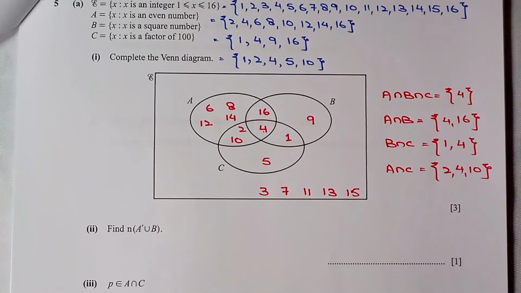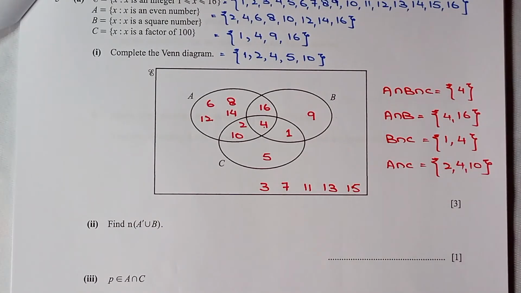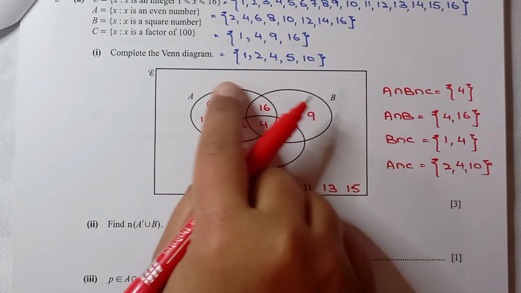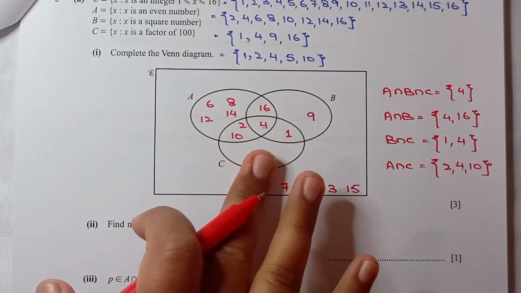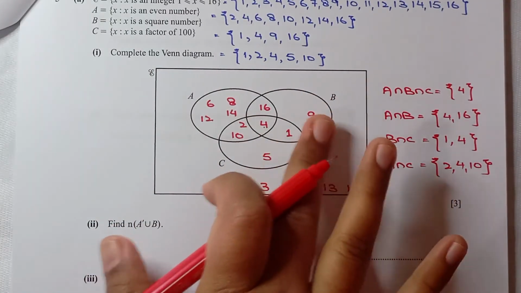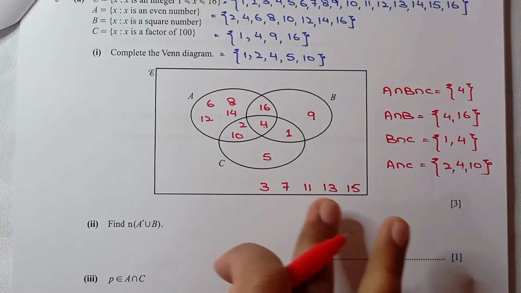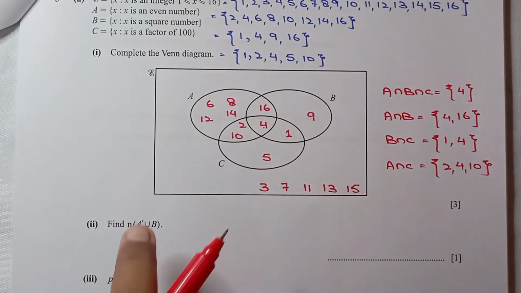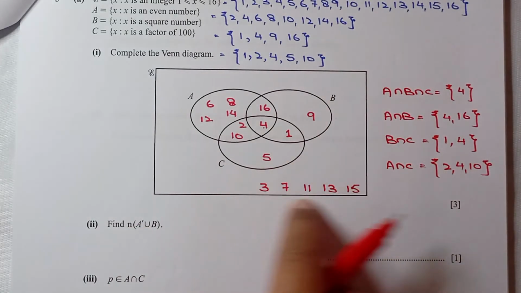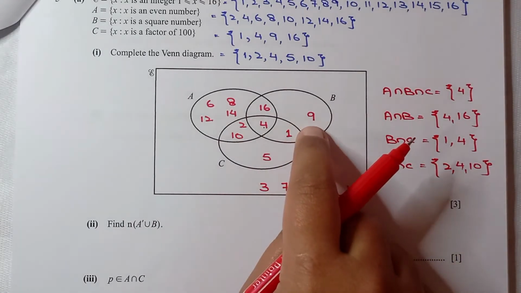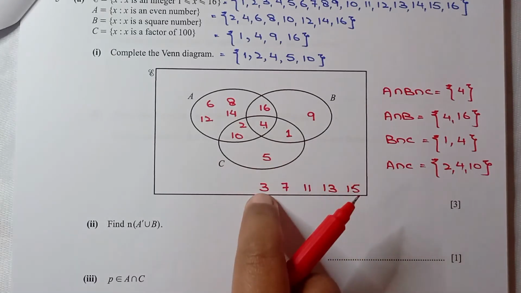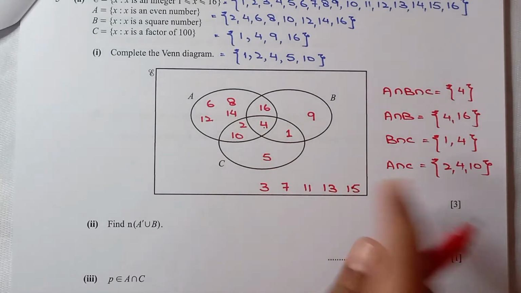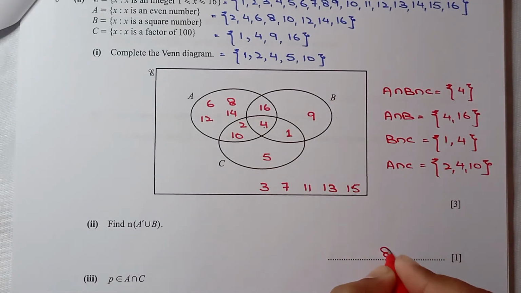Now for the second part, find the number of A complement union B. So this is A, and A complement are the numbers that are outside of A. These numbers are 1, 9, 5, 3, 7, 11, 13, and 15. Now we need to find its union with B, that is 9 and 1. So how many numbers? 1, 2, 3, 4, 5, 6, 7, 8. So the total numbers are 8.